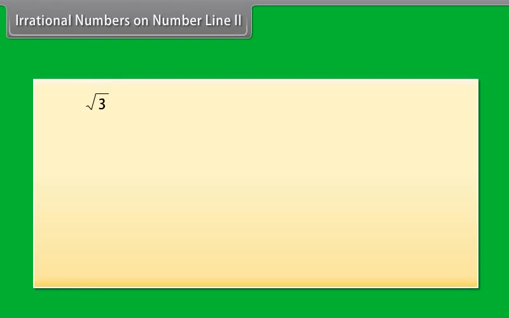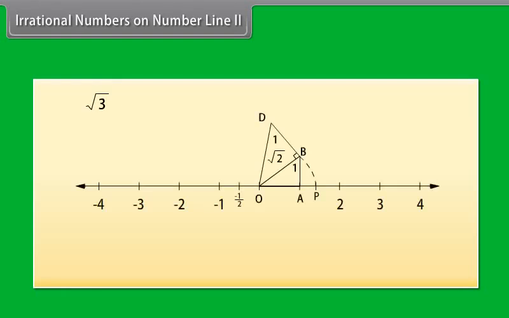Irrational numbers on number line 2. Similarly, to locate square root of 3 on the number line, we will construct BD of unit length perpendicular to OB. Then, by Pythagoras' theorem, OD is equal to square root of 2 square plus 1 square, which is equal to square root of 3. Now, by using the compass with center O and radius OD, we will draw an arc intersecting the number line at point Q. The point Q corresponds to square root of 3 on the number line.